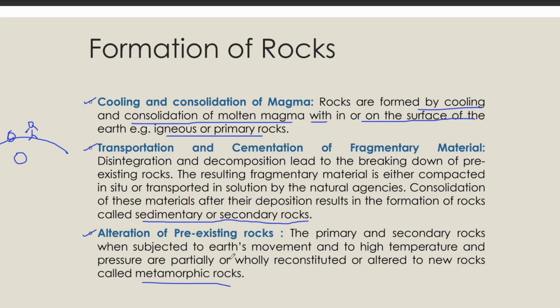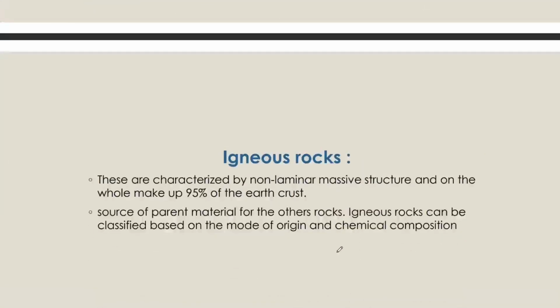They are metamorphic rocks. The primary and secondary rocks, when subjected to earth movement, high temperature or pressure, are partially or wholly altered into new rocks. They are changed into new rocks. So there is a metamorphosis happening, by which rocks are changed into another type of rocks. They are called metamorphic rocks.